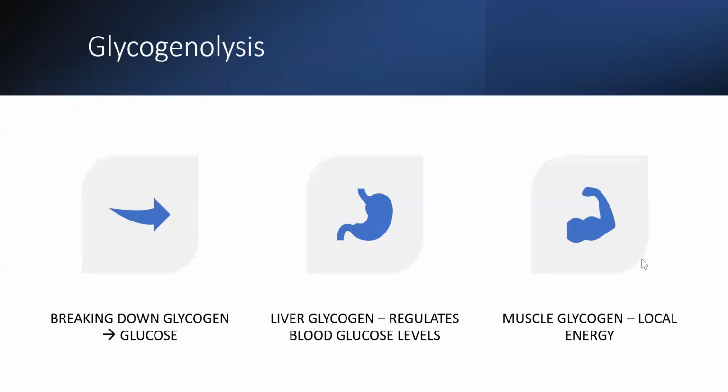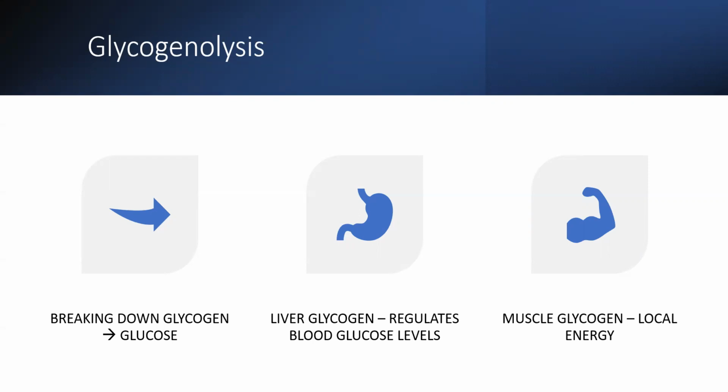All right, welcome back. Now we're going to talk about when we need to activate the breakdown of glycogen, which is glycogenolysis, which is simply breaking down glycogen to produce an individual glucose molecule. This is going to occur when there is hypoglycemia or low blood sugar. The liver has the ability to regulate our blood glucose levels by breaking down glycogen.